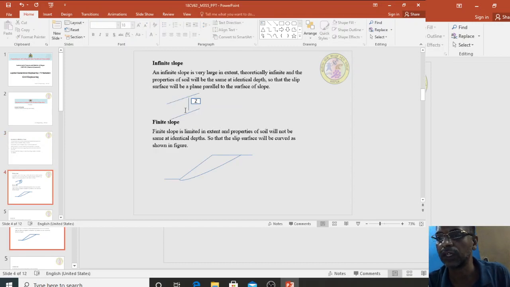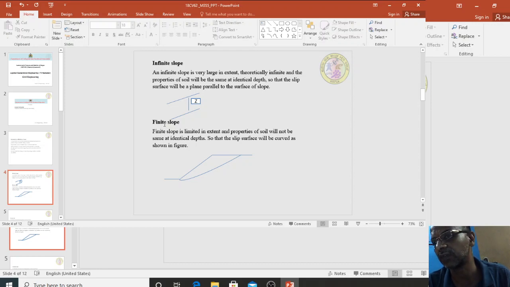Next, we are discussing two types of failure: infinite slope failure and finite slope failure. This is the sliding soil mass and this is the resisting soil mass. In case of infinite failure, the sliding soil mass and resisting soil mass will be almost parallel to each other. It will not converge at one point, so theoretically it is infinite in extent.